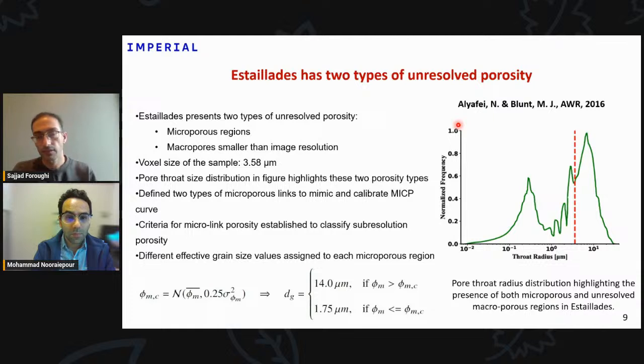For the next stage, for the single phase, we showed that the multiscale performs very well when we apply it to the Estaillades.